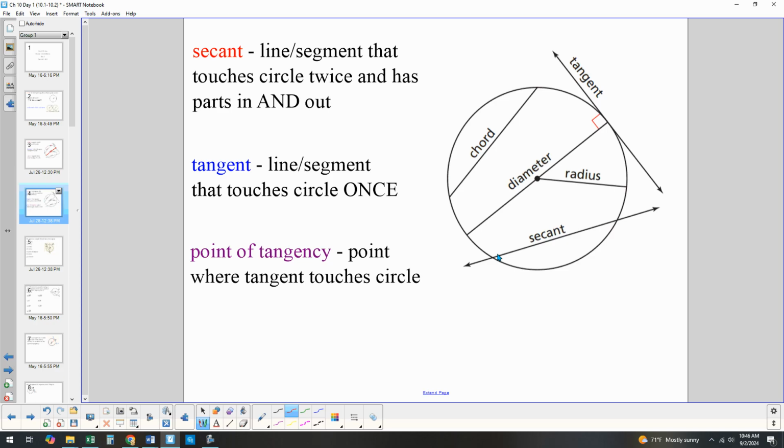A secant is a line or segment that touches the circle twice, so it's very much like a chord, right? This portion of it would have been a chord, but as soon as I'm including anything that existed outside of the circle, it becomes a secant. So even if I just went one way and I looked at it like this, that would be a secant because it has parts in and out, but it also touches the circle twice. A tangent is a line or a segment that touches the circle just once, and that point we call the point of tangency. All right, so a tangent line touches the circle exactly once. Where it touches the circle is called the point of tangency.